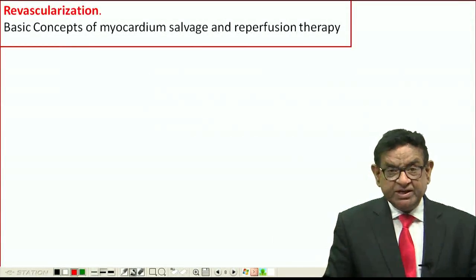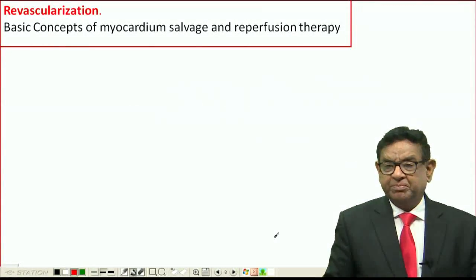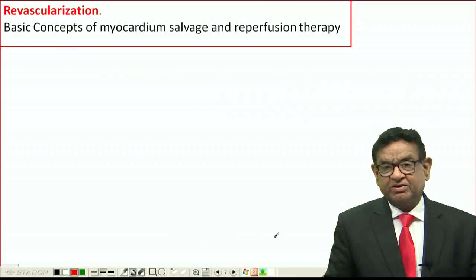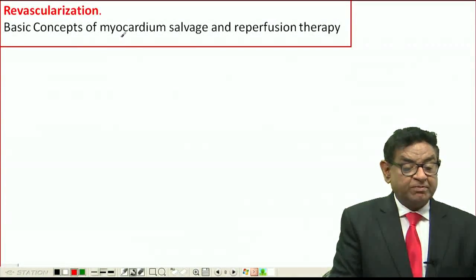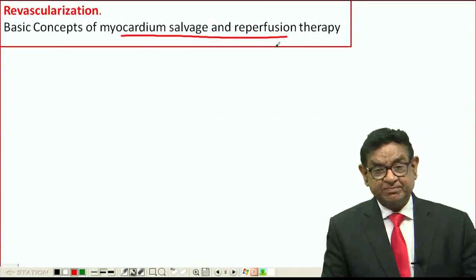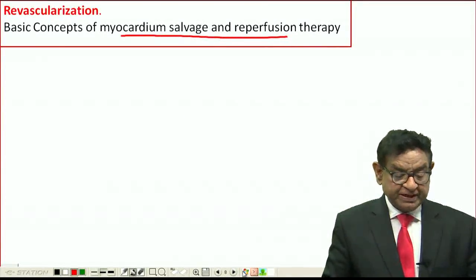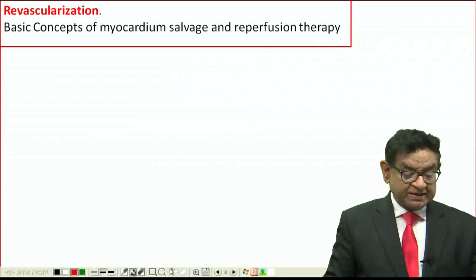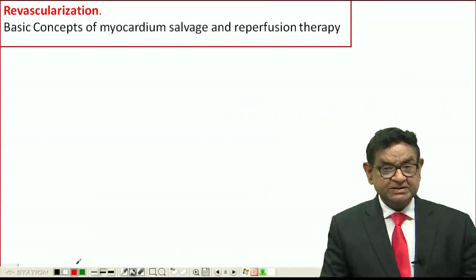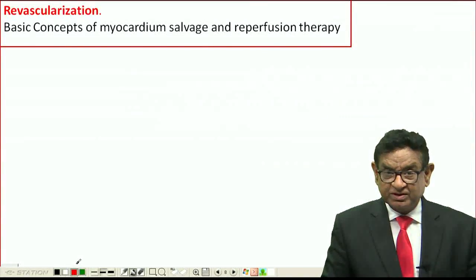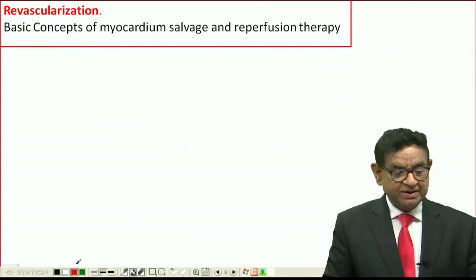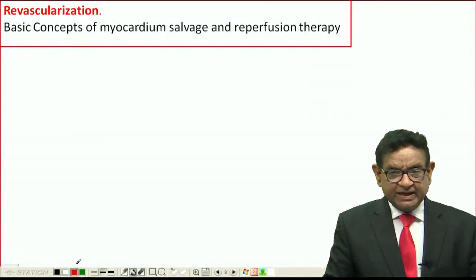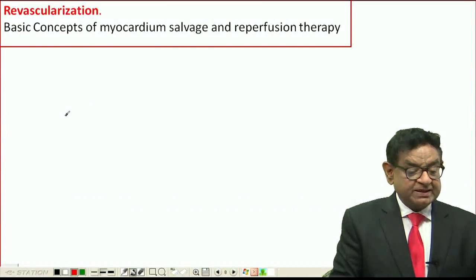Now we talk about revascularization. But before I discuss what revascularization is, we should know some basic concepts of myocardium salvage and reperfusion therapy. What is this basic concept? If you understand this very clearly, your concept about management of coronary artery disease will really sharpen to a great extent. So for that, let's learn the basic concept.